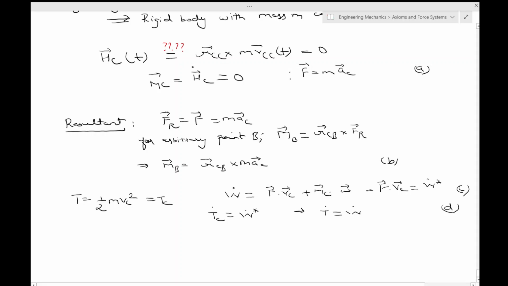The equations A to D of a rigid body mass point.